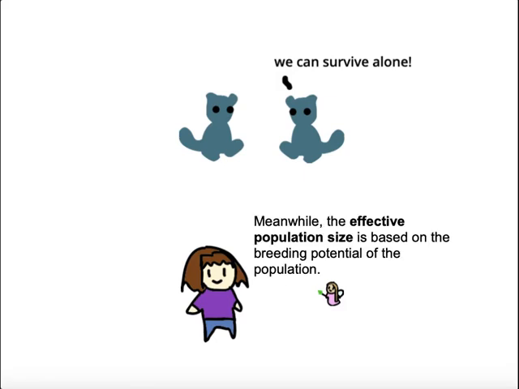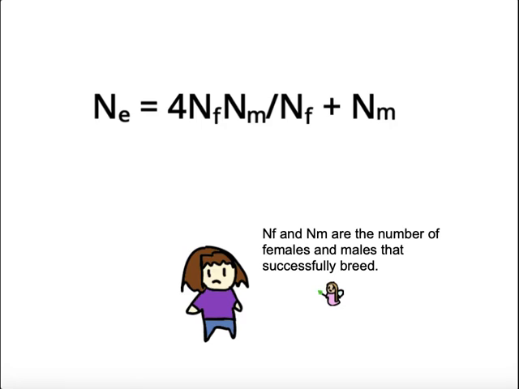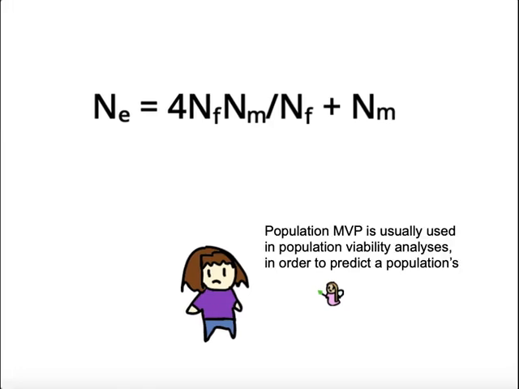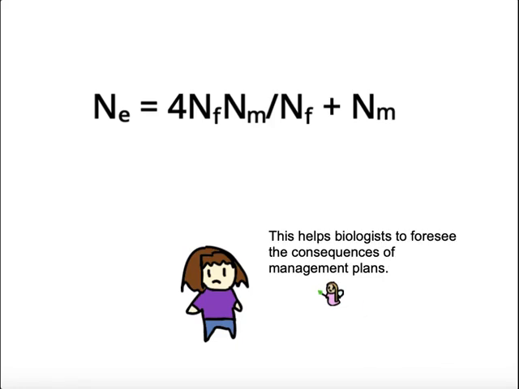Meanwhile, the effective population size is based on the breeding potential of the population. Incorporating the sex ratio of breeding individuals into the estimate of effective population size gives us this formula. NF and NM are the number of females and males that successfully breed. Of course, due to the factors, there are many variations of this formula. Population MVP is usually used in population viability analyses, in order to predict a population's chances for survival over a given time period. This helps biologists to foresee the consequences of management plans.